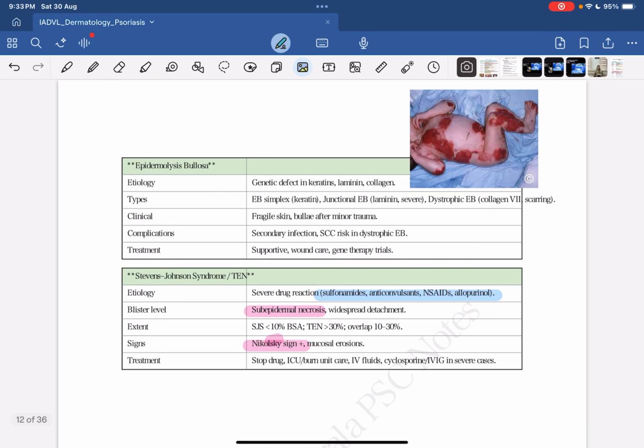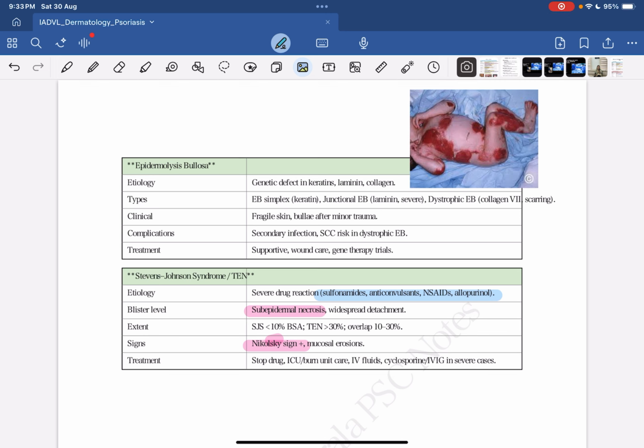Then coming to epidermolysis bullosa. It is a genetic defect in keratin, laminin, and collagen. In epidermolysis bullosa simplex, keratin will be deficient. Junctional epidermolysis bullosa, laminin, and dystrophic epidermolysis bullosa is due to collagen 7. The patient will present with fragile skin, bulla after minor trauma. Complications are secondary infection and squamous cell carcinoma. Risk is higher in dystrophic epidermolysis bullosa. Treatment is supportive, wound care, and gene therapy trials.